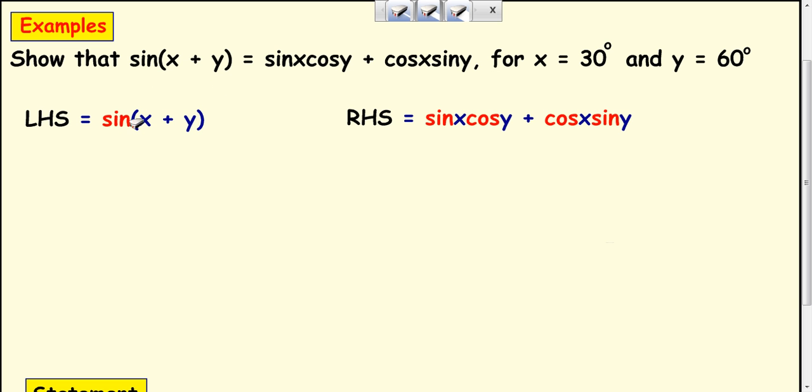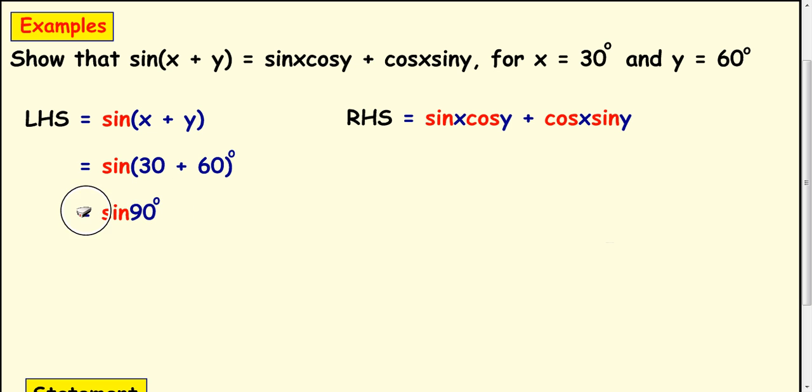So in this case the left hand side is equal to sine of x plus y, so it will be sine of 30 plus 60, and that comes to the sine of 90. So the sine of 90 is equal to 1 from the graph. If you think of the sine wave going up like that and down at 90, it's 1. So if we can prove the right hand side is also equal to 1, then we can say that the left hand side is equal to the right hand side, and thus we've proven this up here.